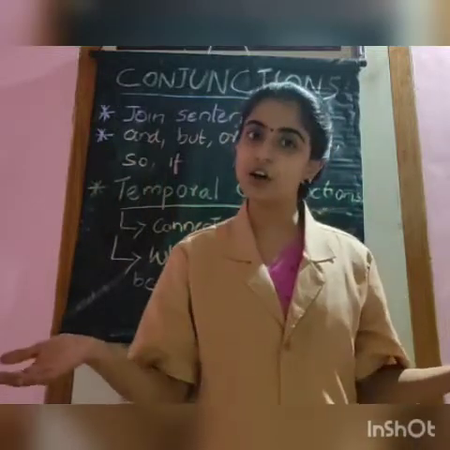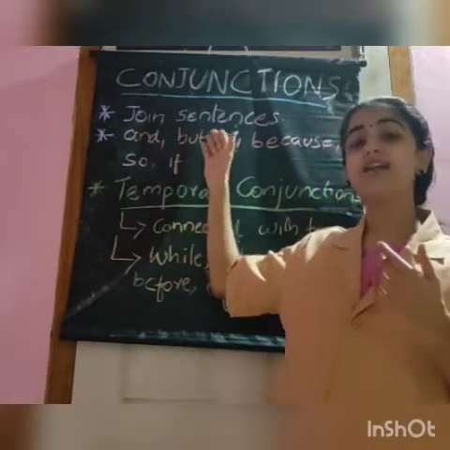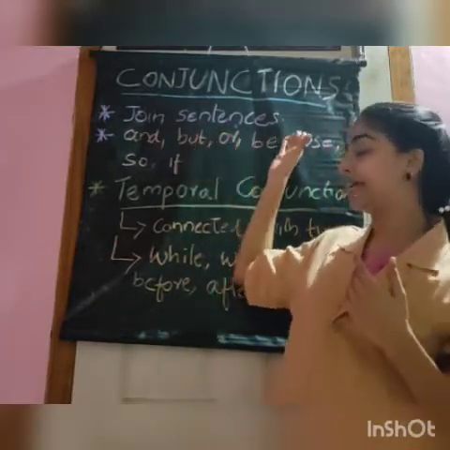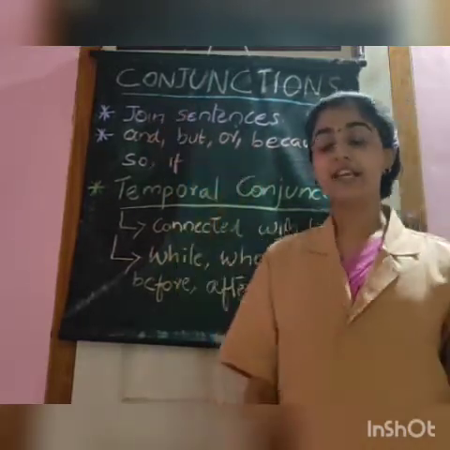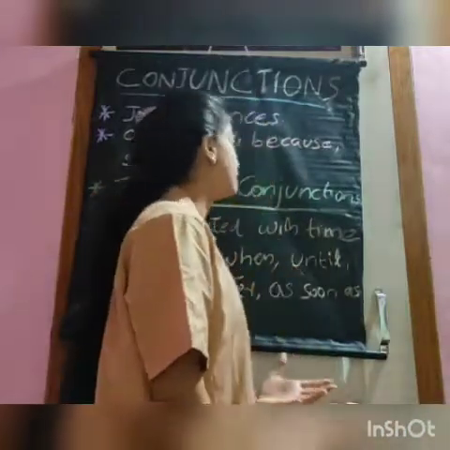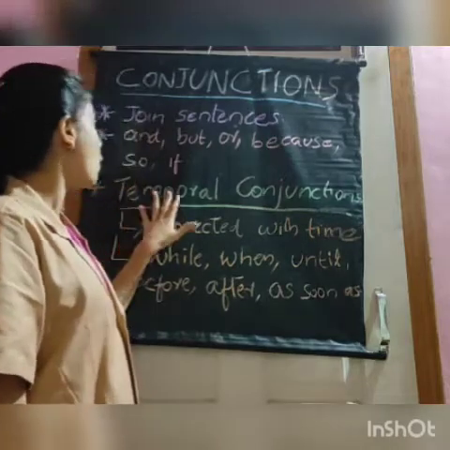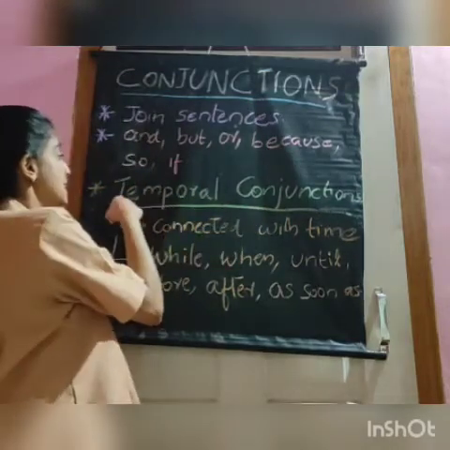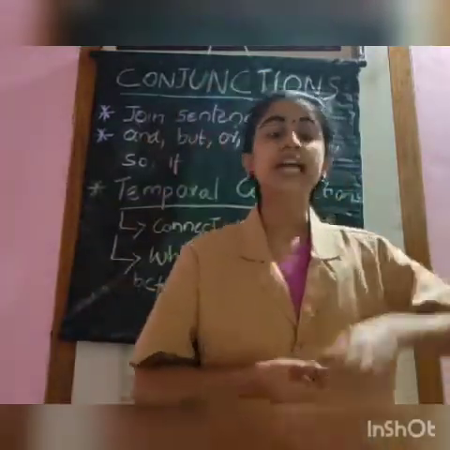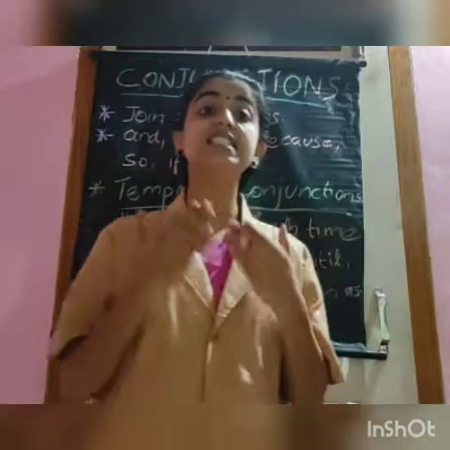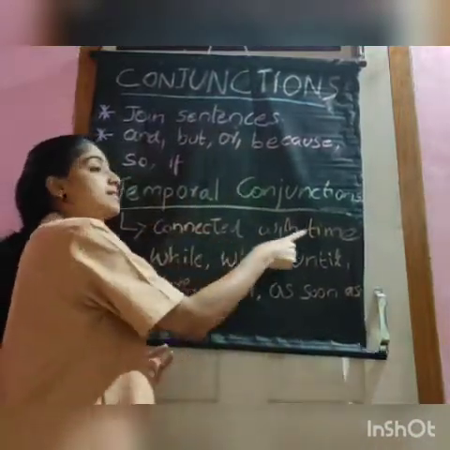That's a condition. Okay, you got it. So these are the common conjunctions which are and, but, or, because, so, and if. They are used to join sentences. Now, there is another division or another type of conjunctions that is known as temporal conjunctions. Can you see on the board? Temporal conjunctions. Do you know what is this temporal conjunctions? Temporal conjunctions are those conjunctions that are connected with time.